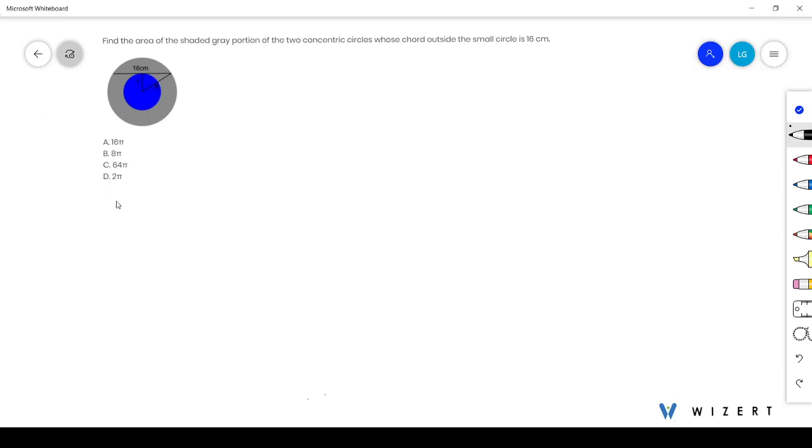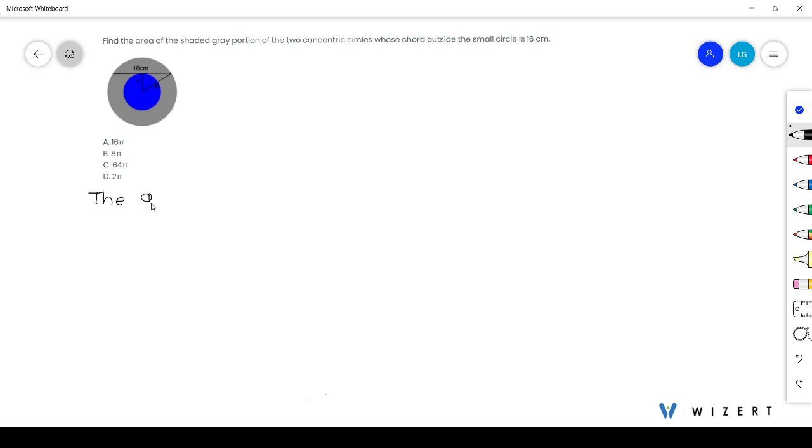Our question is, find the area of the shaded gray portion of the two concentric circles whose chord outside the small circle is 16 centimeter. Here we have to find the area of the shaded gray portion. We have given the two circles.